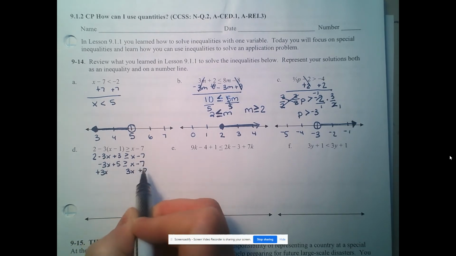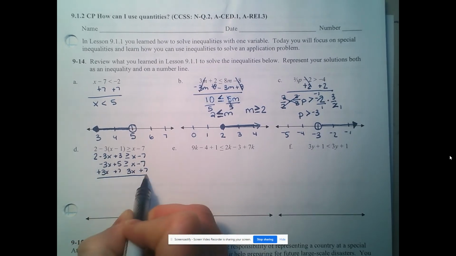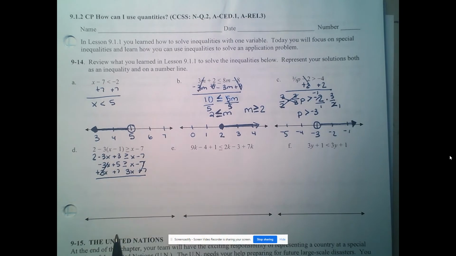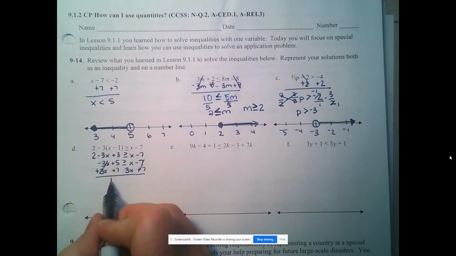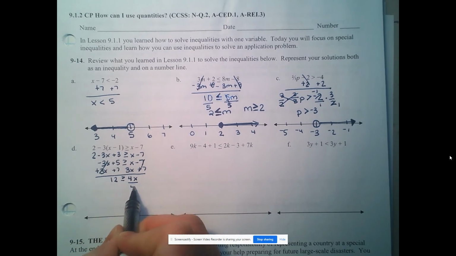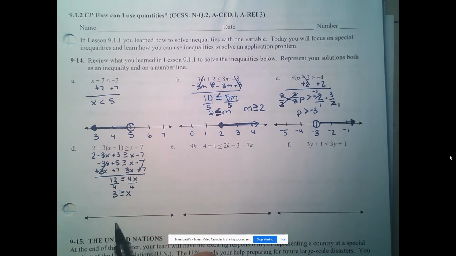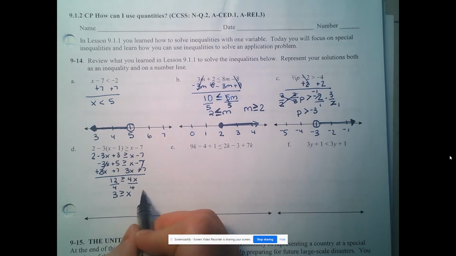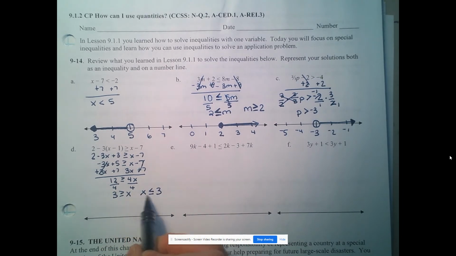I'm going to add 7 to both sides to get everything that does not have an x over to the left. I'm going to have 12 is greater than or equal to 4x. When I divide both sides by 4, you'll notice that I have that backwards inequality again. 3 is greater than or equal to x. I'm going to rewrite it with the x first, the small part of the symbol next to the x. So when I rewrite it, the small part stays next to the x. X is less than or equal to 3.